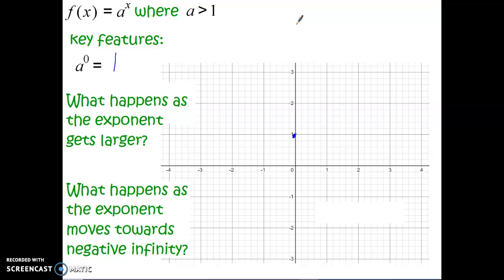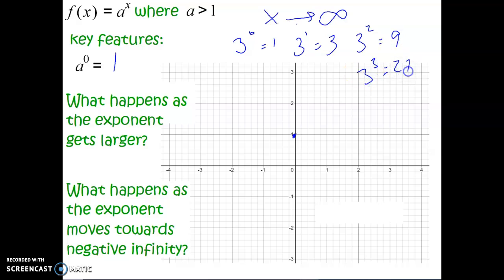So what happens in my function as the exponent gets larger? As x gets closer and closer to positive infinity. So let's say that a is 3. So I have 3 to the 0, which is 1. And then I have 3 to the first. And I have 3 to the second. And then 3 to the third. And what is happening to the answer that I get?